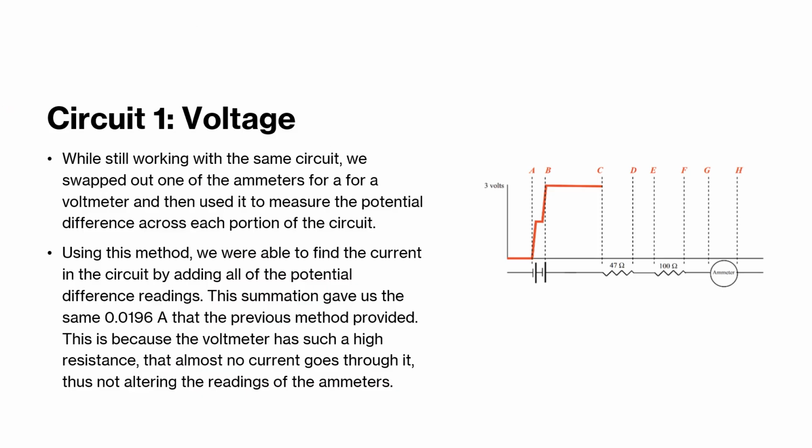For the second part of the same circuit, we swapped out one of the ammeters for a voltmeter and then used it to measure the potential difference across each portion of the circuit. Using this method, we were able to find the current in the circuit by adding all of the potential difference readings. This summation gave us the same 19 thousandths of an amp that the previous method provided. This is because the voltmeter has such a high resistance that almost no current goes through it, thus not altering the readings of the ammeters.